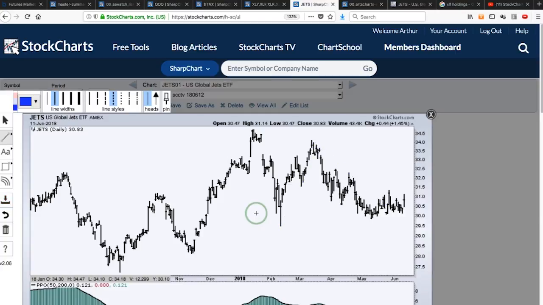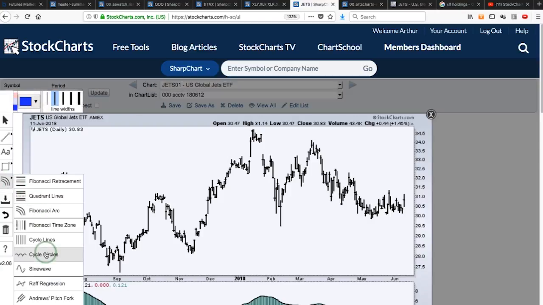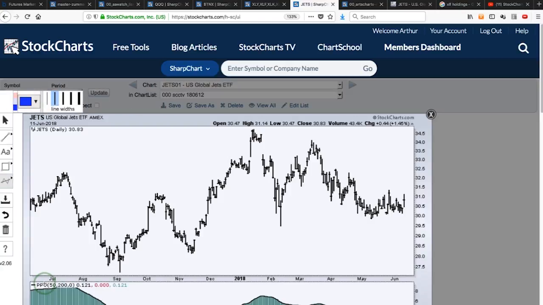So I'm just going to remove those, and what I'm going to do is use the Raff regression channel. Because we have these upswings and downswings, and we can get a more objective look by using the Raff regression channel because you basically draw it from the low of the move, the closing low here in November, to the closing high.